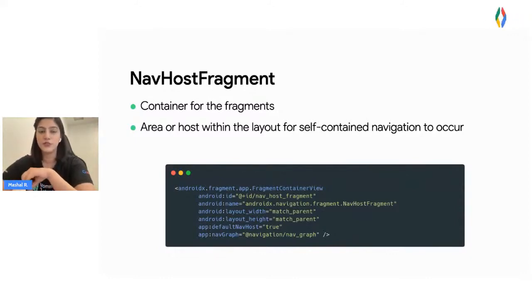Here, it's important to note the nav graph attribute present in the nav host fragment. Sorry, all of these are really confusing because the terms are similar. Anyway, the nav graph attribute in the nav host fragment links the nav host fragment with its respective navigation graph. The default nav host fragment attribute ensures that the system back button is intercepted properly.